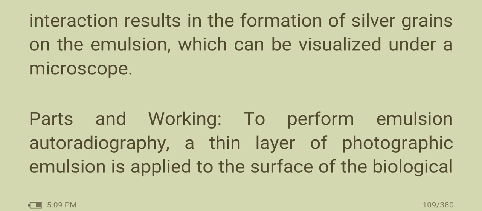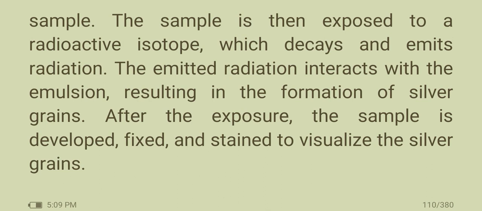To perform emulsion autoradiography, a thin layer of photographic emulsion is applied to the surface of the biological sample. The sample is then exposed to a radioactive isotope which decays and emits radiation. The emitted radiation interacts with the emulsion, resulting in the formation of silver grains. After the exposure, the sample is developed, fixed, and stained to visualize the silver grains.